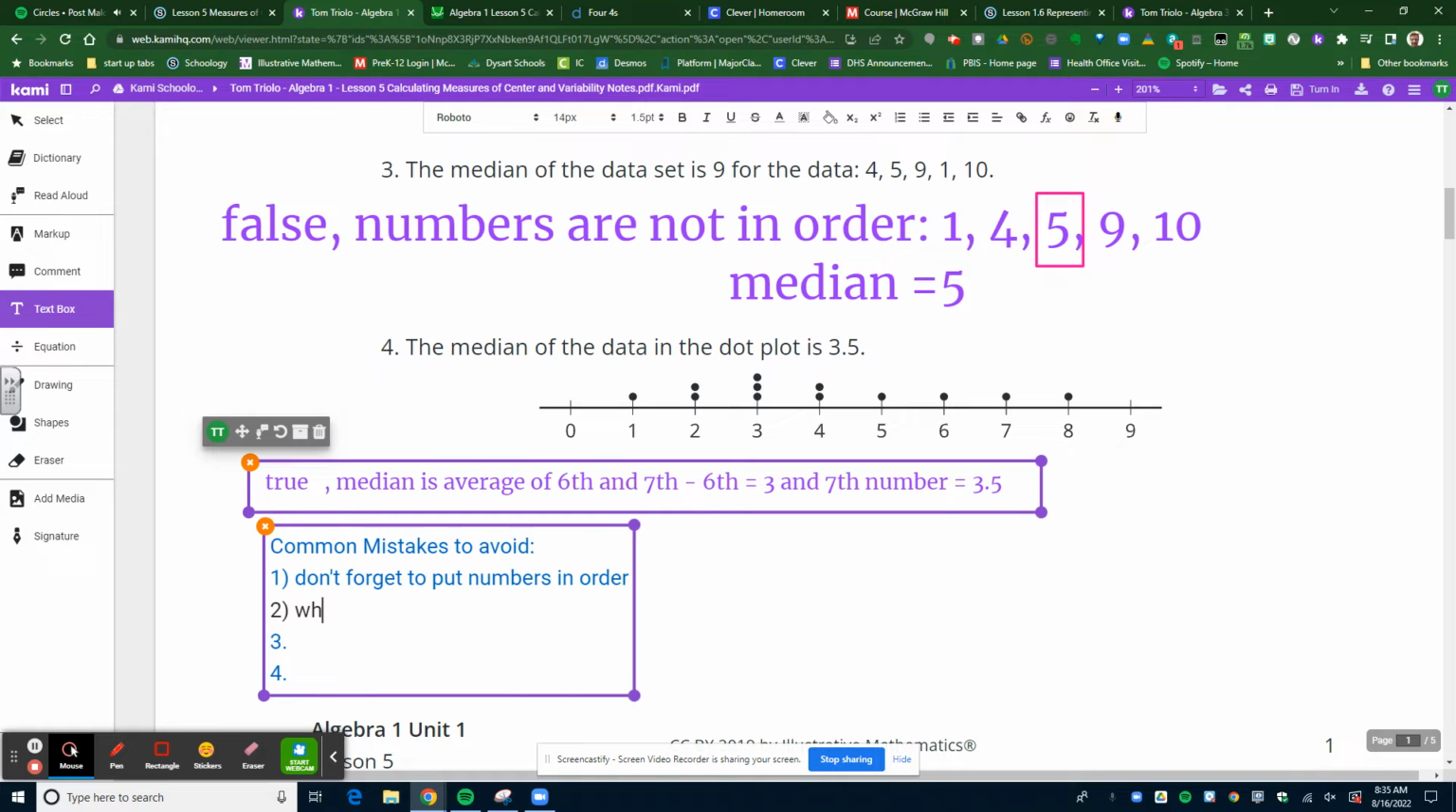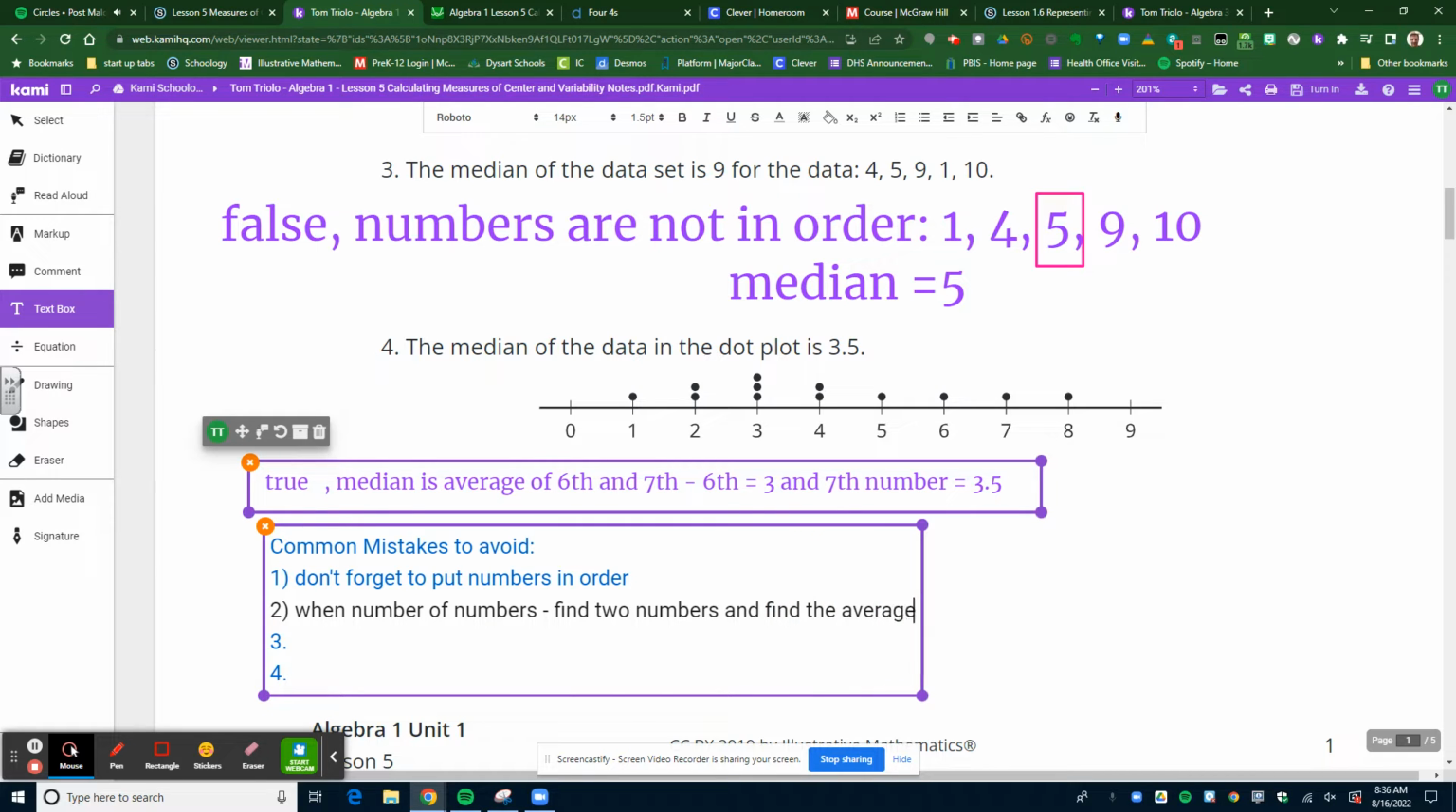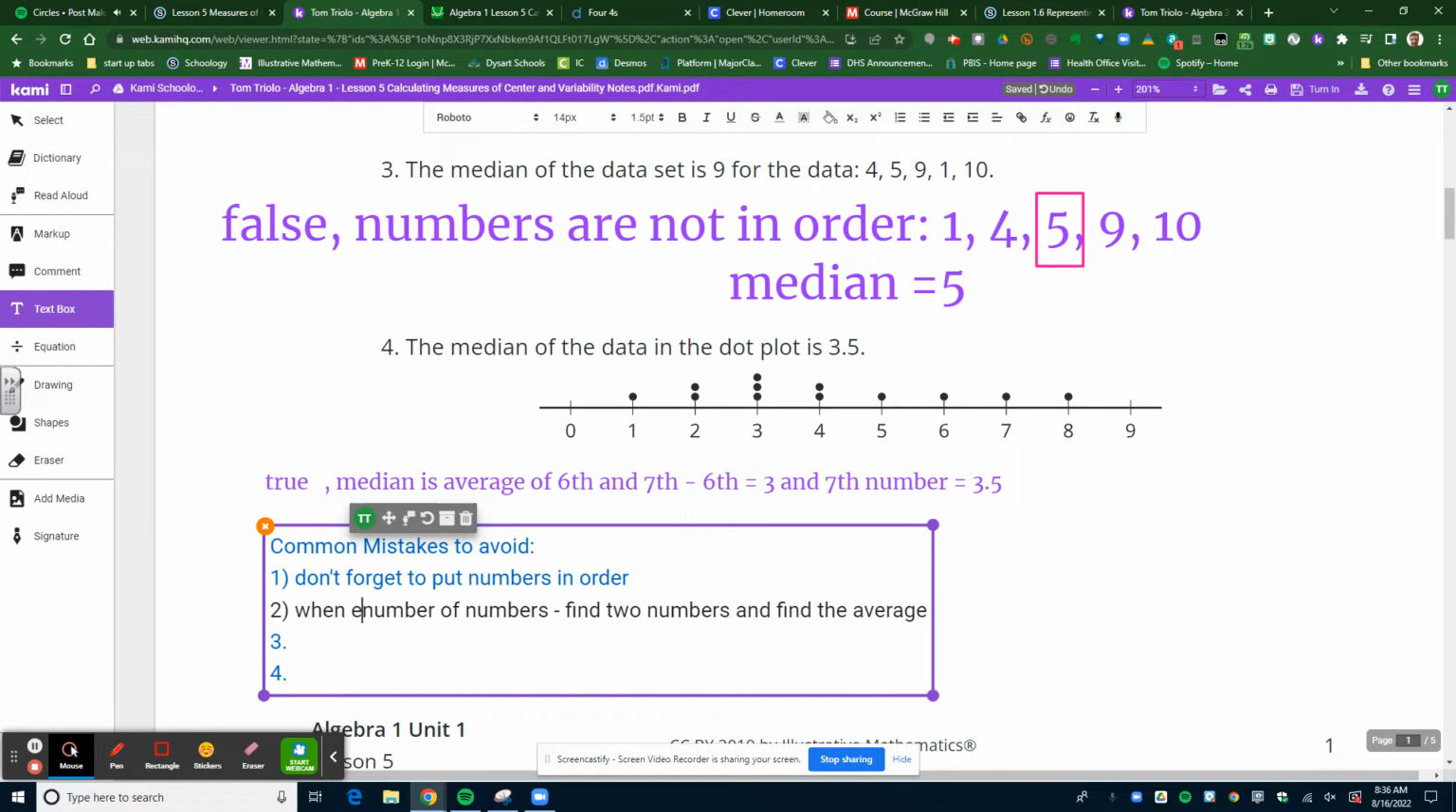Okay, when even number of numbers, find middle 2 numbers, and find the average. Okay. So look at number 4. No, but I mean, like, how that is written. I know. So do you have a better number? When even number of numbers, sorry. When even number of numbers. Thank you.